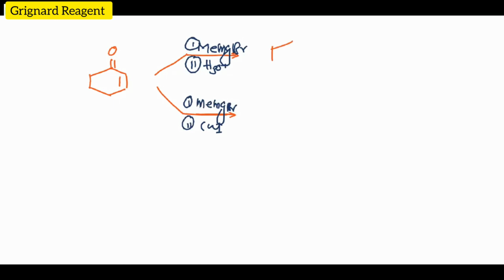Here it will participate in 1,2 addition, and here it will participate in 1,4. So here this will be my OH, double bond is intact. Here this is the incoming methyl group, and here will be the methyl group.